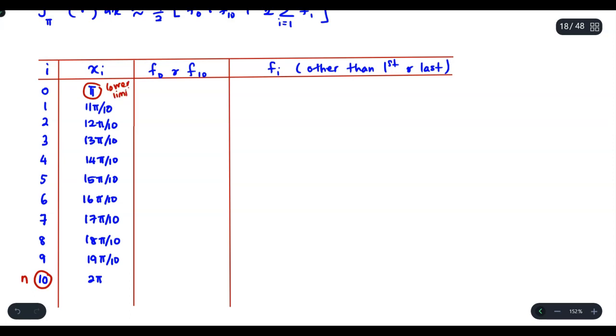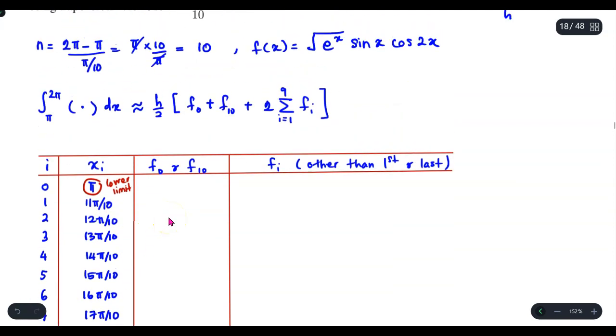Make sure this pi here tallies with your lower limit. Start with your lower limit, and when you increase by h, at the end you must make sure you end up with your upper limit. If you end up with something else, then you should know there's something wrong in your calculation. Maybe you wrongly added a value somewhere. So make sure you start with your lower limit and end up with your upper limit, pi to 2 pi in this case.